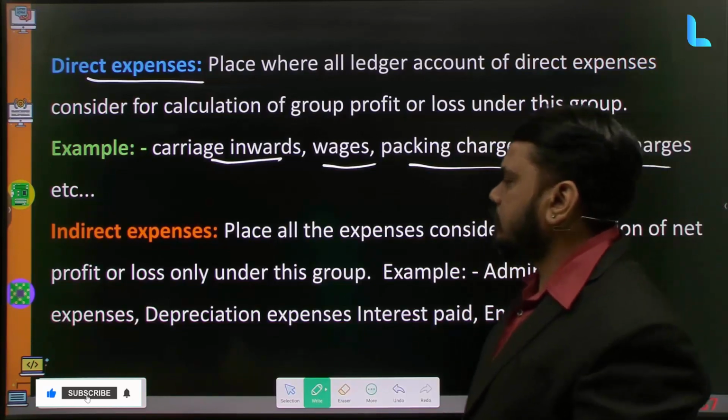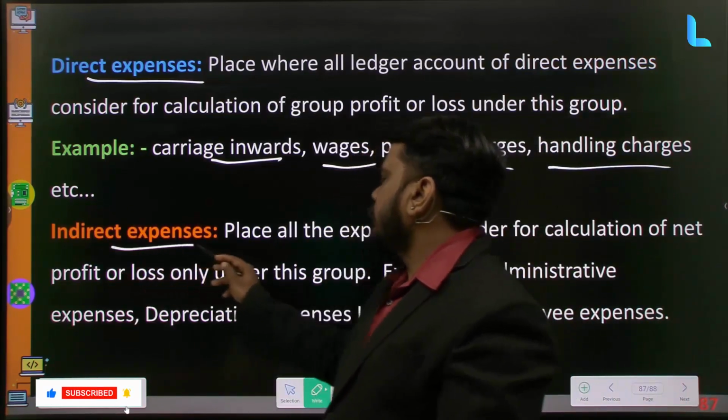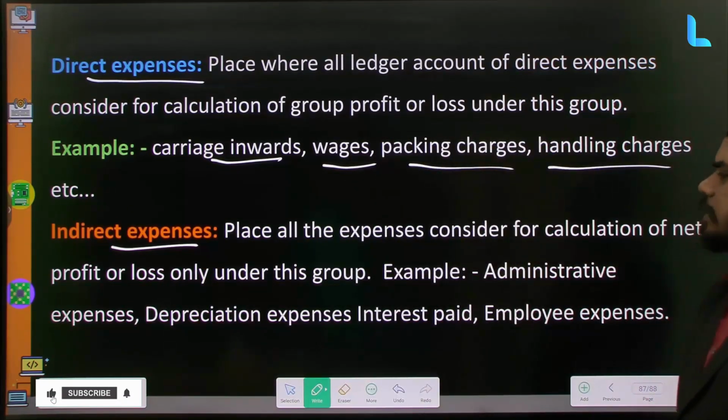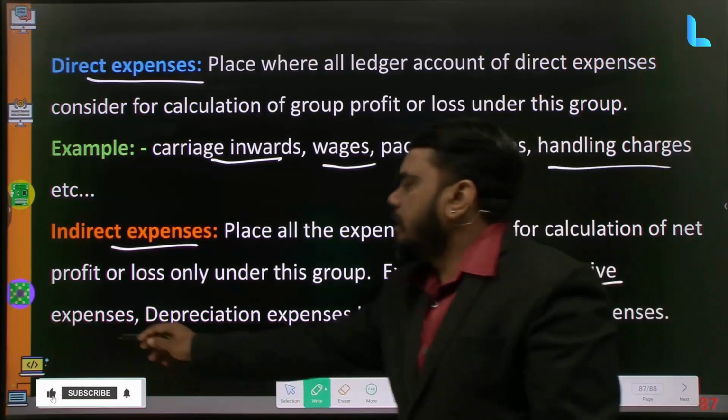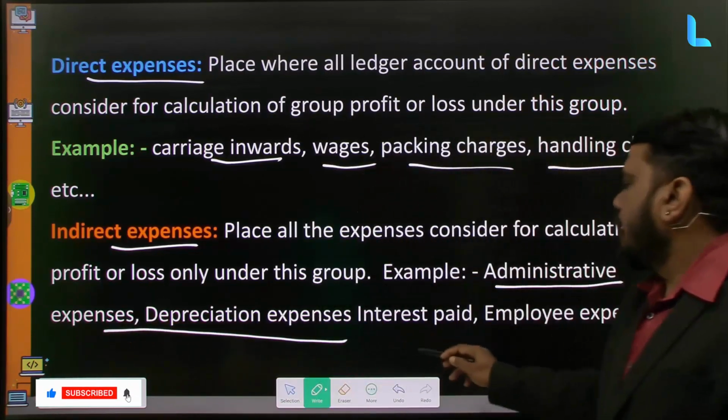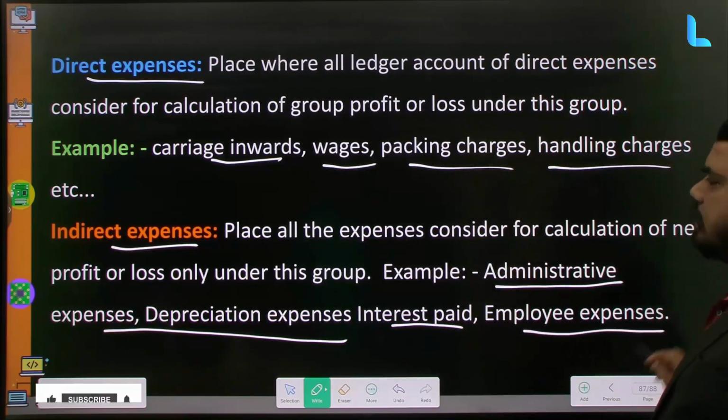Similarly, under indirect expenses, we place all the ledgers which are considered for the calculation of the net profit and loss account only. Examples: administrative expenses, depreciation expenses, interest paid, employee expenses, etc.